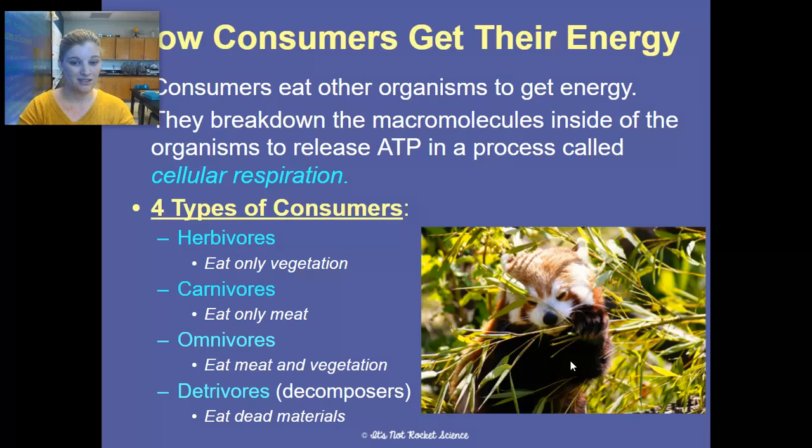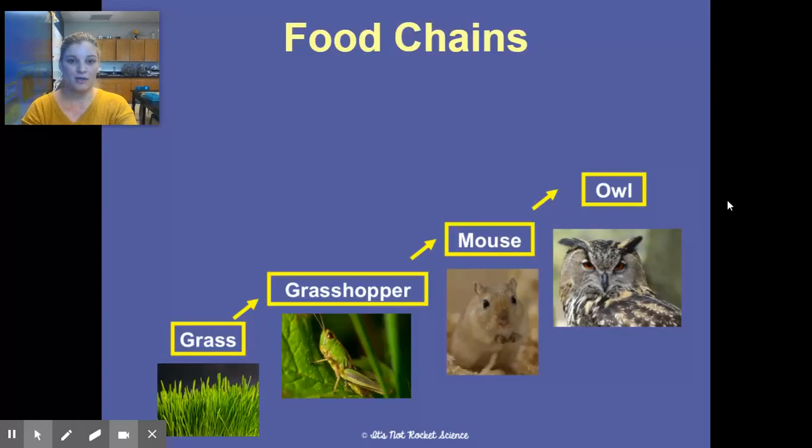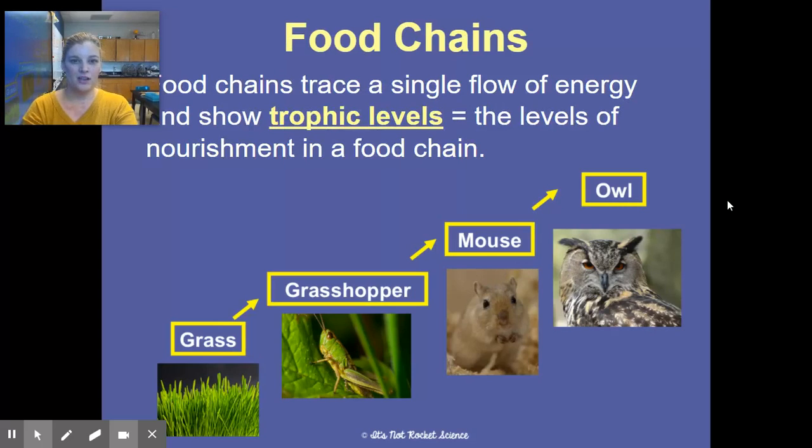That cute little red panda, he's eating some plants. So let's talk about a food chain and how we can build up the food chains together. So food chains are going to trace a single flow of energy and show trophic levels, which is the levels that we have nourishment on a food chain.